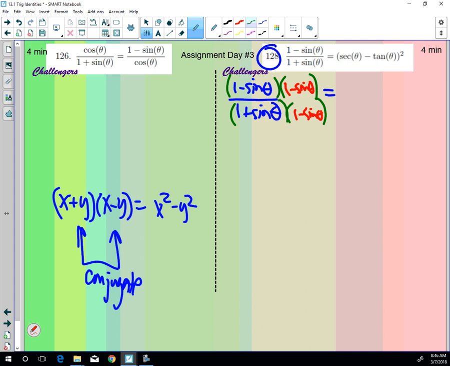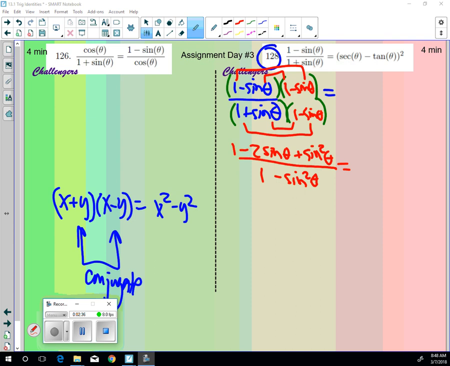So in the top, I'm going to get 1 minus sine theta times 1. Negative sine theta times 1 is negative 2 sine theta. And then we're going to multiply the back two. Negative times negative, it's a positive sine squared theta. In the bottom, I'm going to get 1 times 1. The sine theta minus sine theta cancels out, and you're going to get minus sine squared theta. Turn to your neighbor. Tell them what we just did.